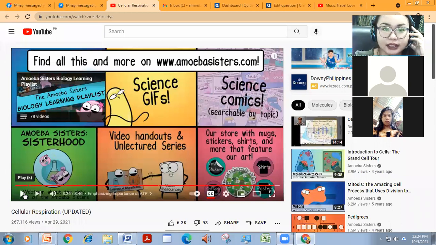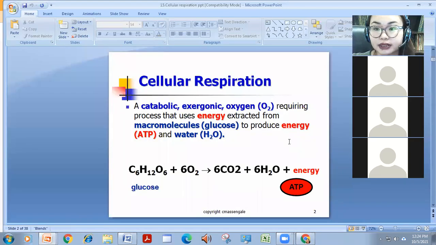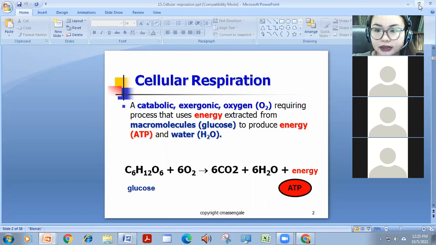Okay, so that's it about photosynthesis. That is just a very simple presentation of how ATP is made in plants.